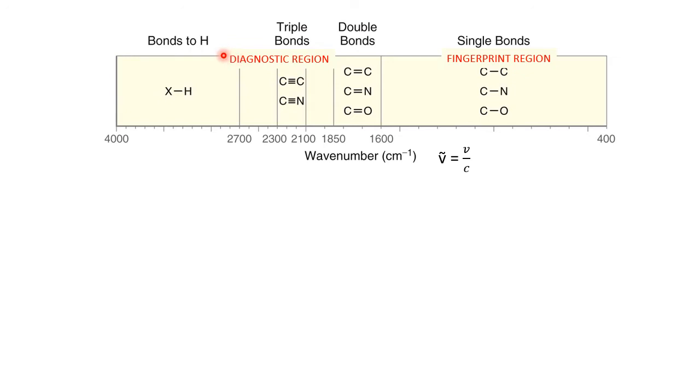We also consider bond stiffness. Triple bonds are stiffer or stronger than double bonds. So as we can see, the triple bonds do absorb at a higher frequency, at around that 2100 to 2300 range. Double bonds, which are a little bit weaker than triple bonds but still stronger than single bonds, absorb in about the 1600 to 1815 range.